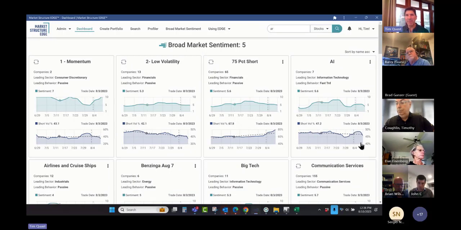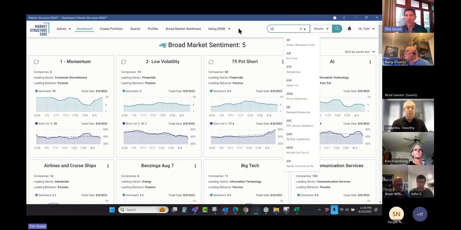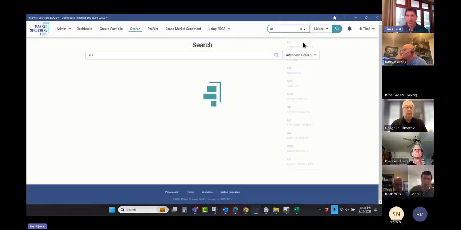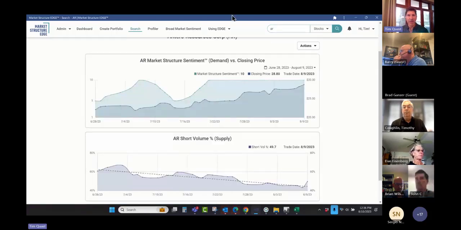To use the platform, the core basics are that we track supply and demand. So I'm going to talk a little bit about Antero Resources here in one of my points coming up, so I might as well use it. When I say supply and demand, this is what I mean. This is the kind of stock that you want to own. You want to own this green part of the graph.